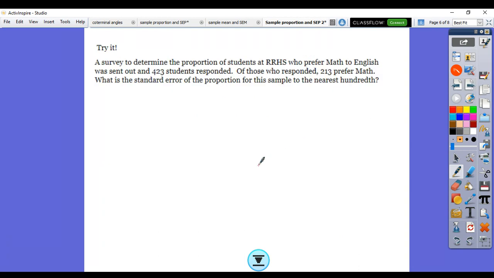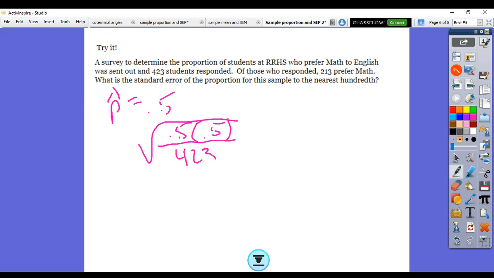So we've got a survey of the same thing. We already know p hat because we did that in the last video. So p hat was 0.5. So we're going to do 0.5 times 0.5 over n, which is 423. And that's going to be second x squared, 0.5 times 0.5 divided by 423. And we get 0.02.